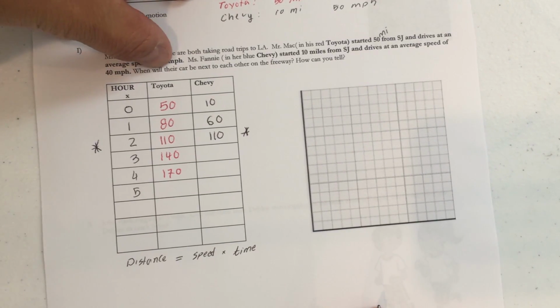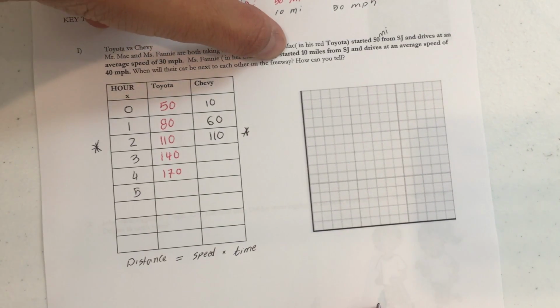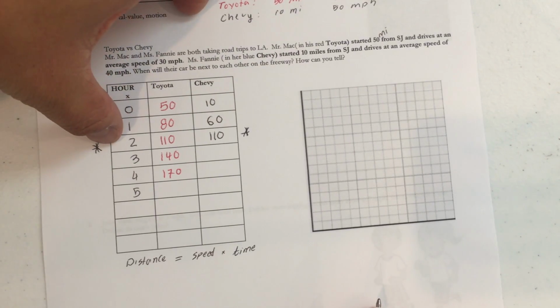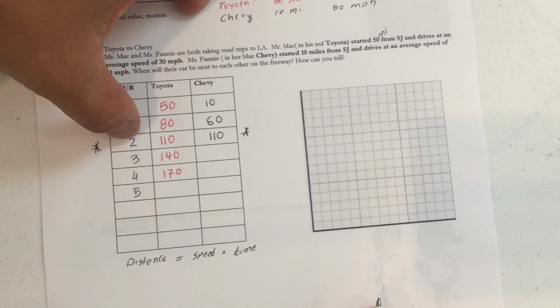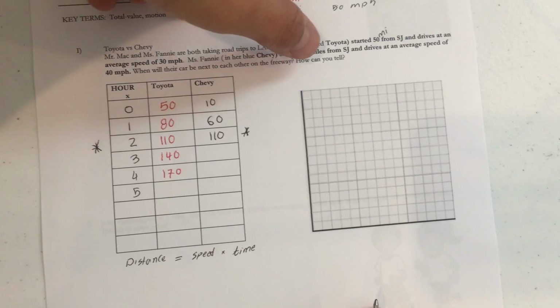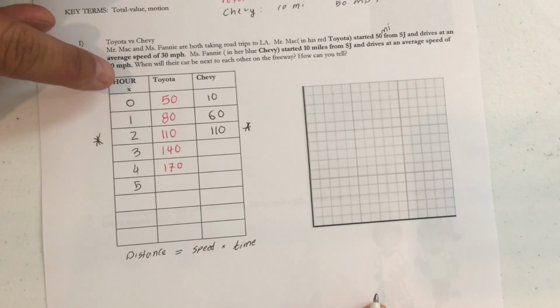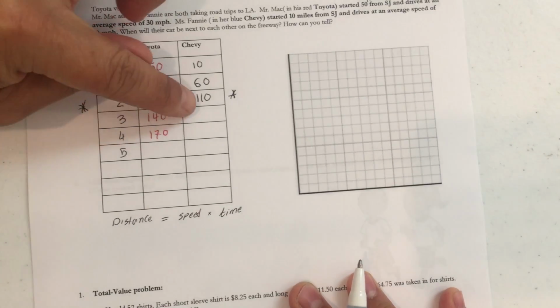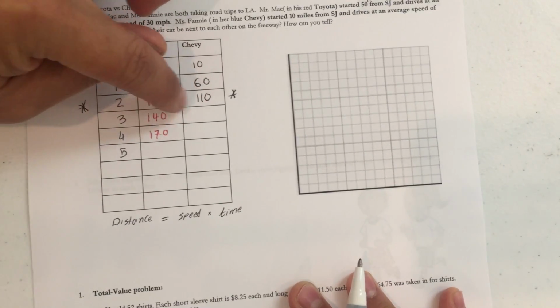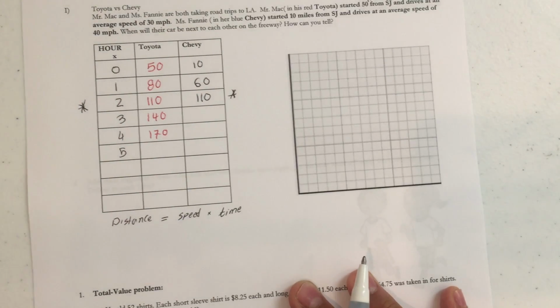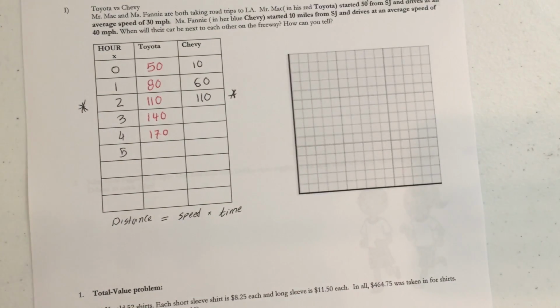To answer the question, when will the cars be next to each other on the freeway, we can say that the cars will be next to each other on the freeway at the second hour. How can you tell? There are a lot of ways we can tell. We can tell by looking at the table and looking at the distances. If the distances are the same, then they are side by side.